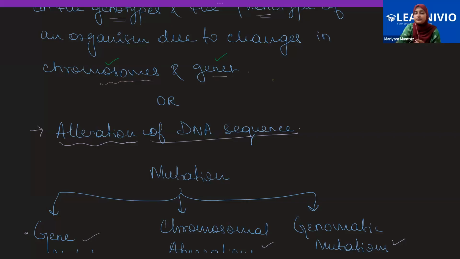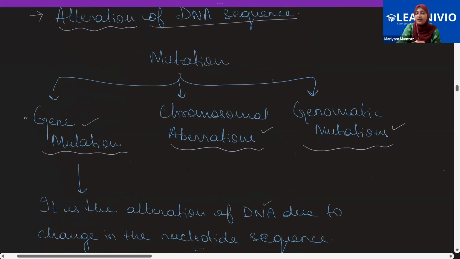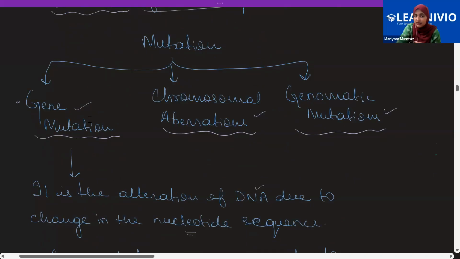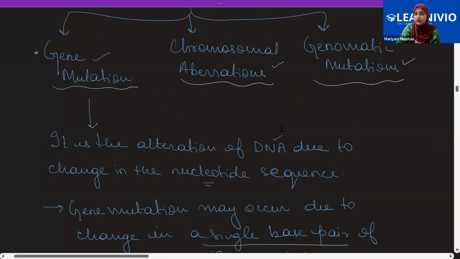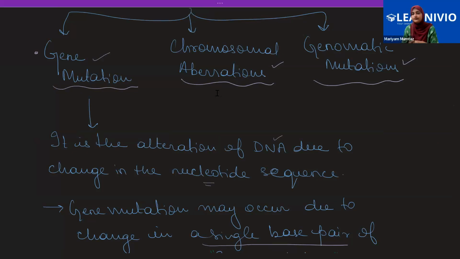Now, mutations are of three types: gene mutation, chromosomal aberration, and genomic mutation. First, we will talk about the gene. What is a gene, students? What is a gene? Functional unit of DNA. Very good. Yes, it is. Gene is a functional unit of DNA.